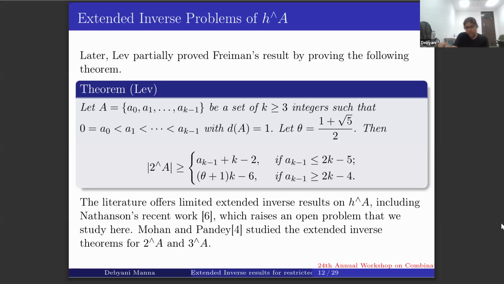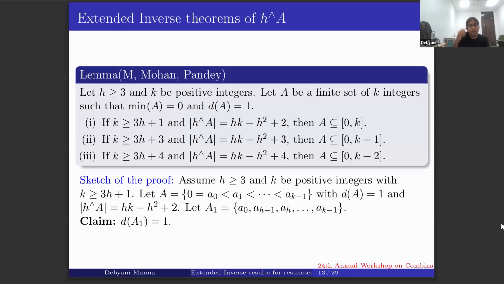So in this talk, we are going to talk about the restricted sumset when h is greater than or equal to 3. This conjecture is given by Mohan and Pandey in their earlier work, when they started the restricted twofold sumset and restricted threefold sumset.